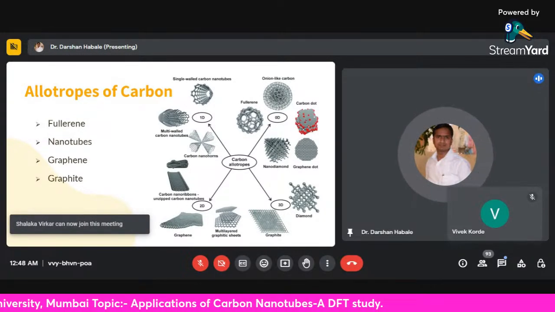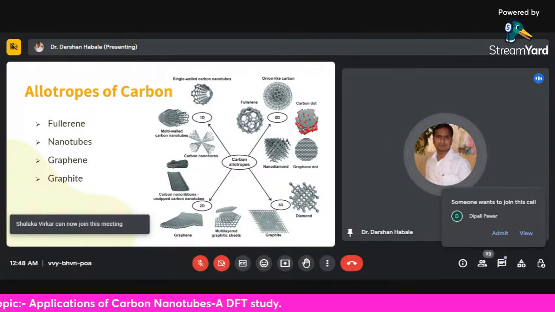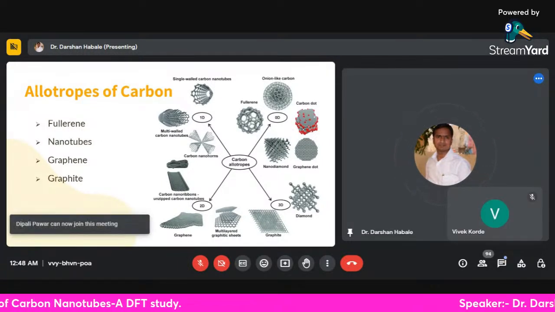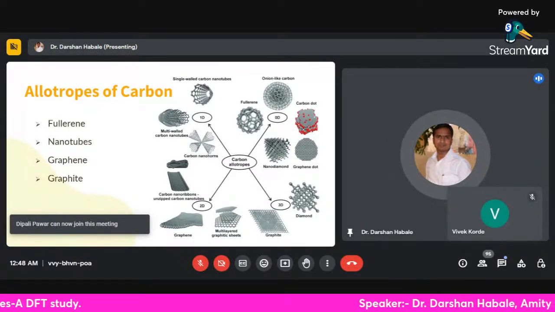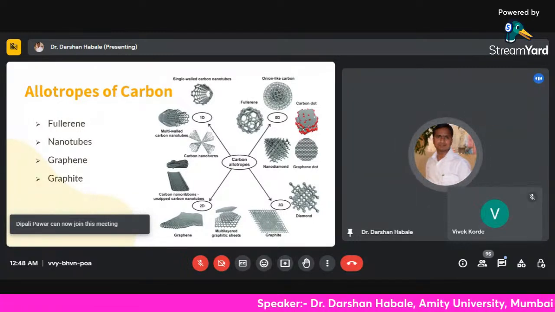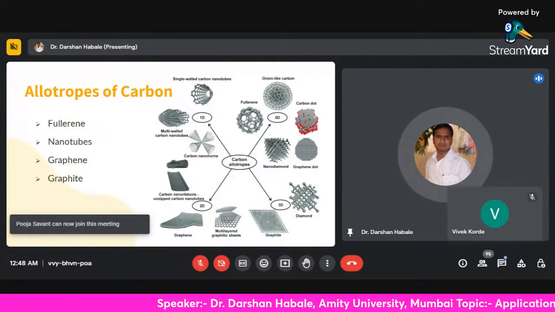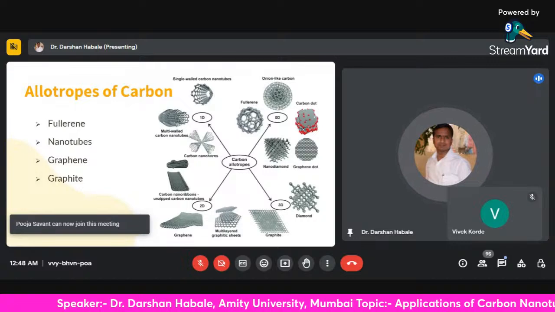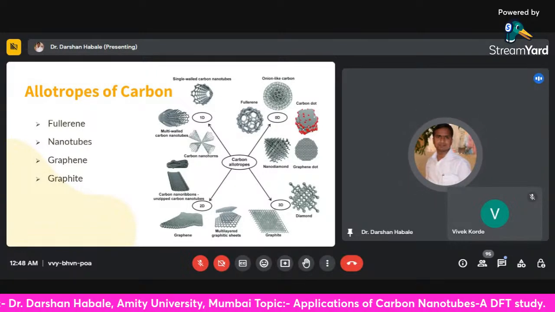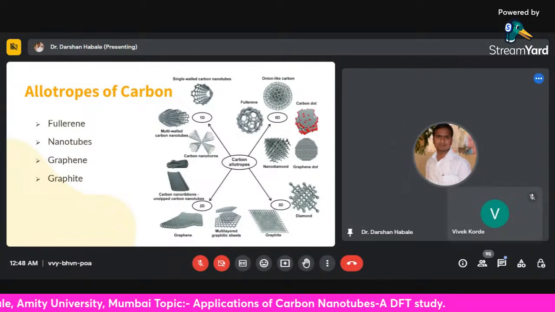Then the two dimension material is graphene. Okay, and that is derived from the graphite material. And the three dimensional material is the diamond or graphite. Okay, that is a well-known structure. So these are all allotropes of carbon. Okay, just a little bit of introduction about each allotrope, and then we'll move to the carbon nanotubes.